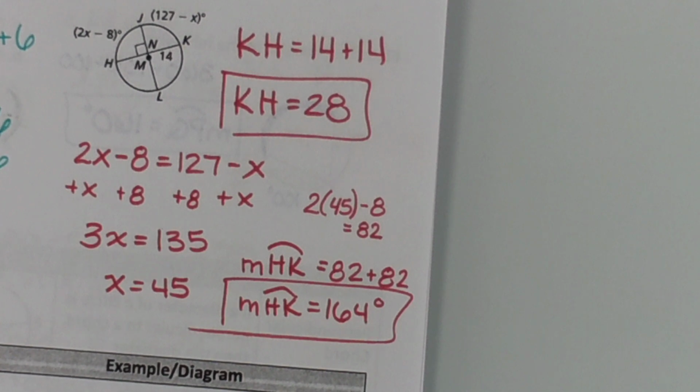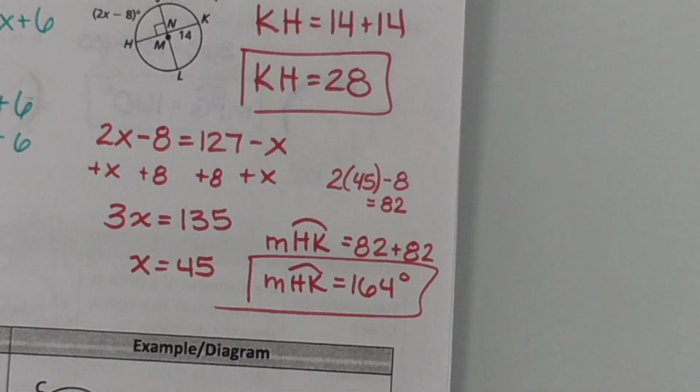Was I solving for x? No. So I plug it back in. Plug back into here. 2 times 45 is 90. 90 minus 8 is 82. This length is 82. Is that what I was solving for? No, I was solving for HK. So you times it by 2, or you say, hey, that's 82 and that's 82. Add them together. You get 164. Boom. That's easy.